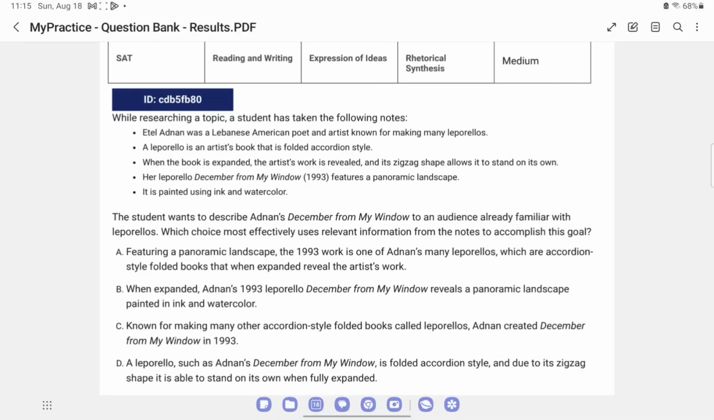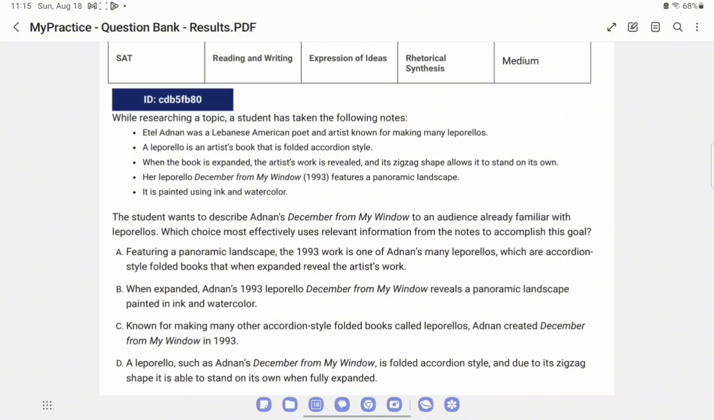C says known for making many other accordion style folded books called Leporellos. We don't need to know, you can just say Leporellos. You don't need to say all this accordion style folded books because this audience already knows what Leporellos are. Okay, so it's not C, it's not A.